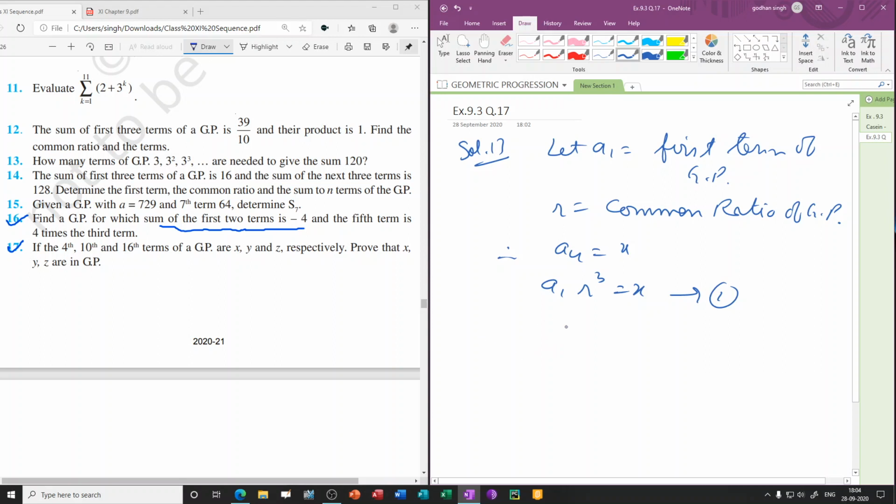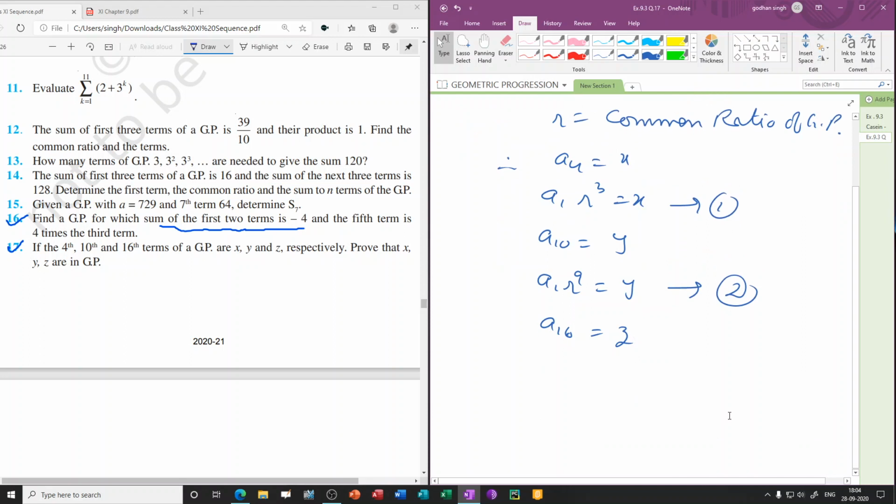Then A10, 10th term is equal to y. So applying the general formula for the nth term of the GP, we'll be getting A1 R raised to 9 equal to y. So let this be equation number 2. Then we have the 16th term equal to z. So A16 equal to z. So this will give us A16, applying the general formula for the nth term of a GP, A1 R raised to 15, that is equal to z. So this is equation number 3.